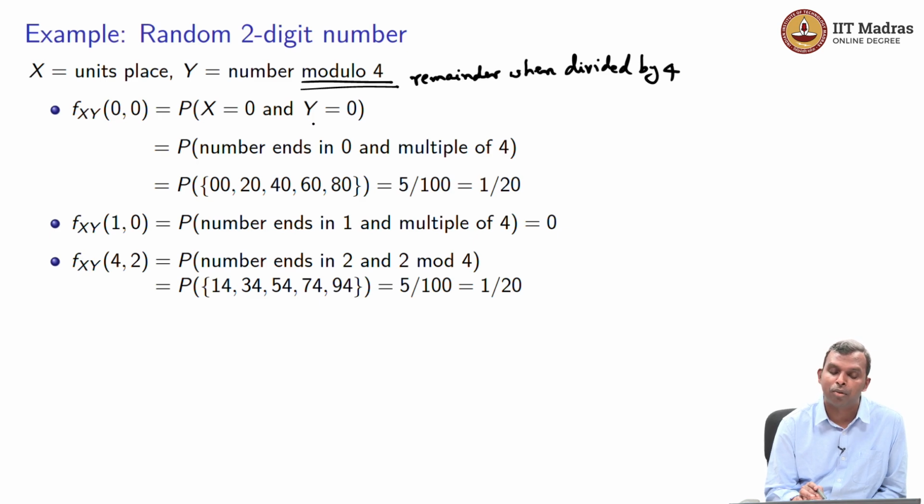It's not divisible by 4. You get a remainder of 2 when you divide by 4. So 1, 0 won't happen. So you see 0, 0, 2, 0, 4, 0, 6, 0, 8, 0, all of these will satisfy both conditions, as 5 out of 100, 1 by 20.